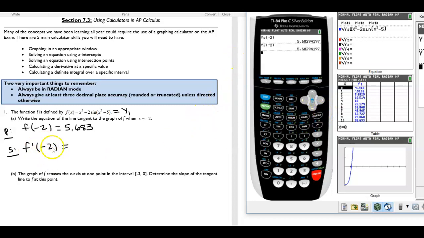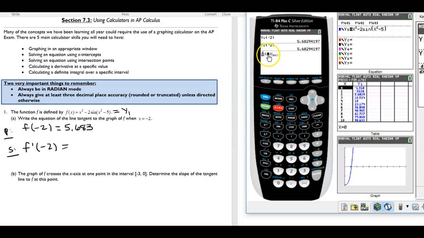Now the other thing we needed to find was f prime of -2. So I'm going to need to find the derivative of f at -2. The derivative button is if you hit math, and then I see number 8, it says nDeriv, that means numerical derivative. So I'm just going to hit math, and then the number 8 will take me to the derivative. Now notice this looks like our normal Leibniz notation that we've used before. So I'm taking the derivative with respect to x, that was my variable.